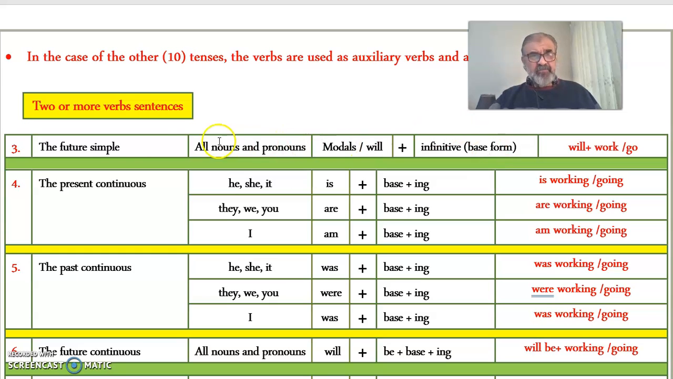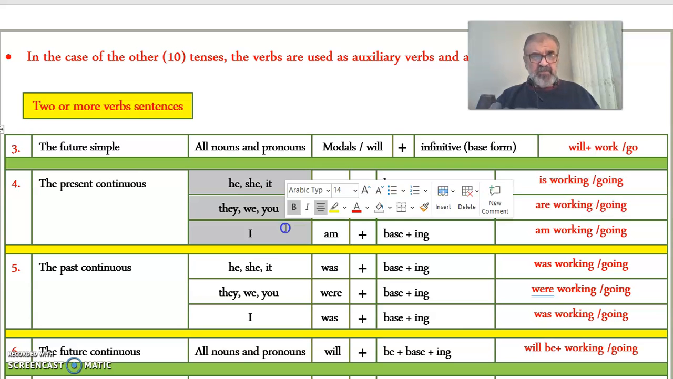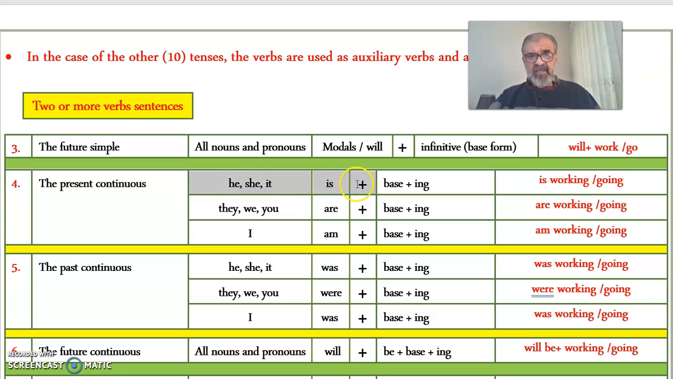Starting with the modal, the future simple. All pronouns and nouns take a modal verb. In this case, I have used will, plus the infinitive or the base form: will work and will go. Now, the present continuous. Is, are, am, plus verb-ing depends on the pronouns used. He, she, and it take is: working, going. They, we, and you are working or going. I am working or going.